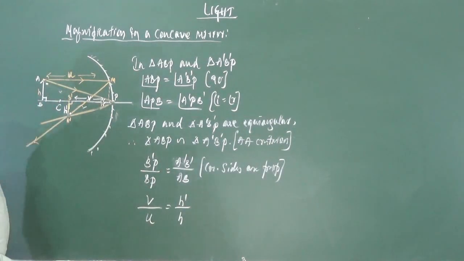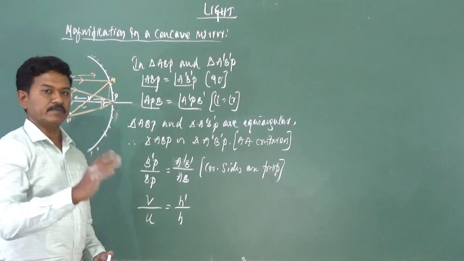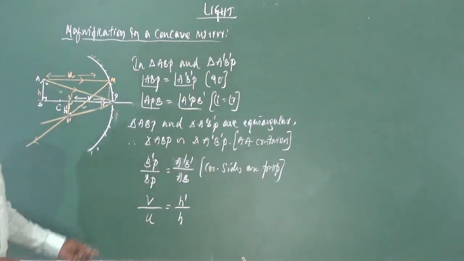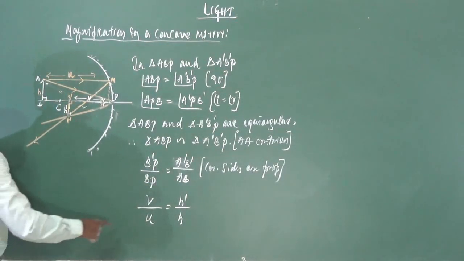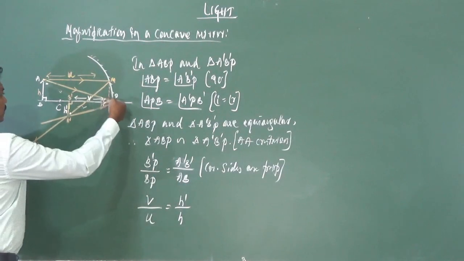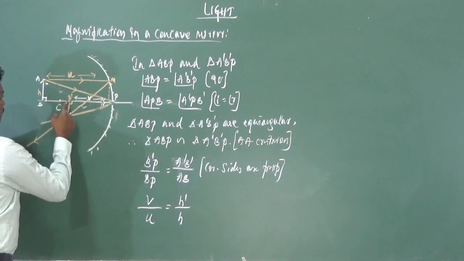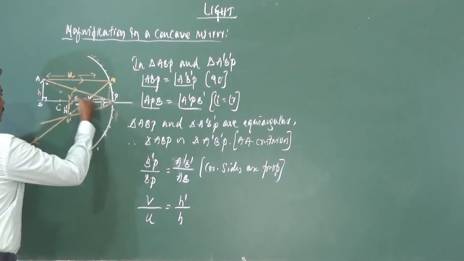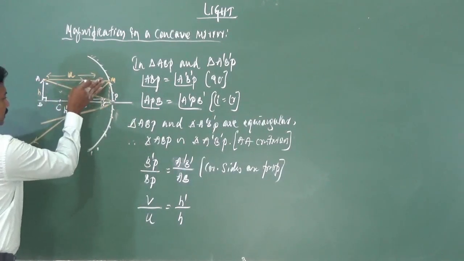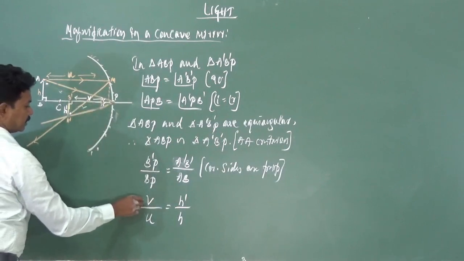Now we will apply sign conventions, the Cartesian sign conventions that we discussed in the previous session, to the values we have got. So here V is nothing but the distance between the pole of the mirror and the image. V is being measured against the direction of the incident light rays, so therefore that is taken as negative.